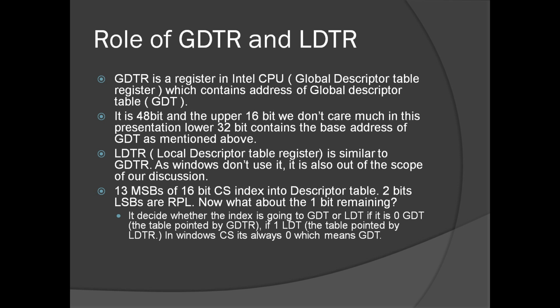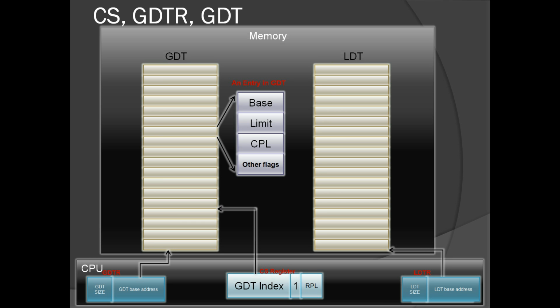Now, the 13 most significant bits, or MSBs, of the 16-bit CS register index into the descriptor table. As I mentioned, the 2-bit LSB of CS is the RPL. Now, what about the remaining 1 bit? It decides whether the indexing is going into the LDT or the GDT. So this is the pictorial representation of what I have been discussing.